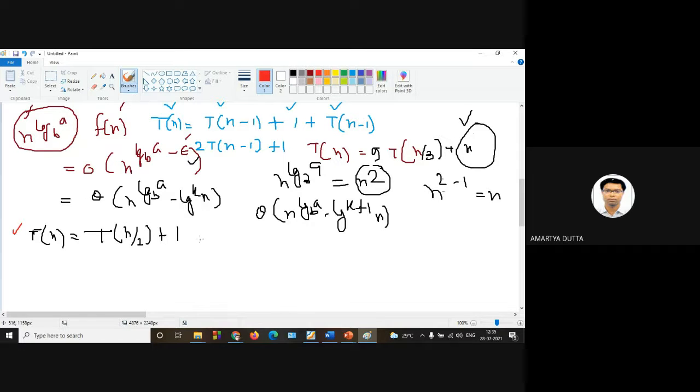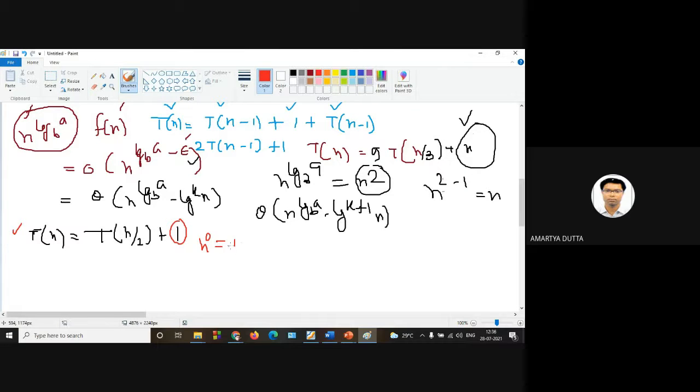Why? Because n to the power log b base a, that is log b base a means log 1. Value of log 1 is, কত হয়? log 1 এর ভ্যালু কত? Value of log 1 is 0. So n to the power 0 is equal to 1. And again your f(n) is also 1. So n to the power log b base a and your f(n) both are the same.